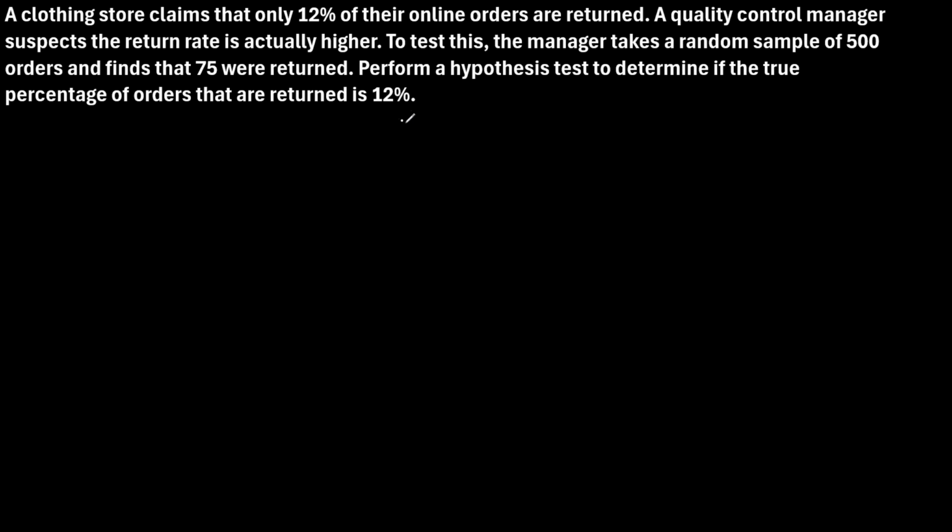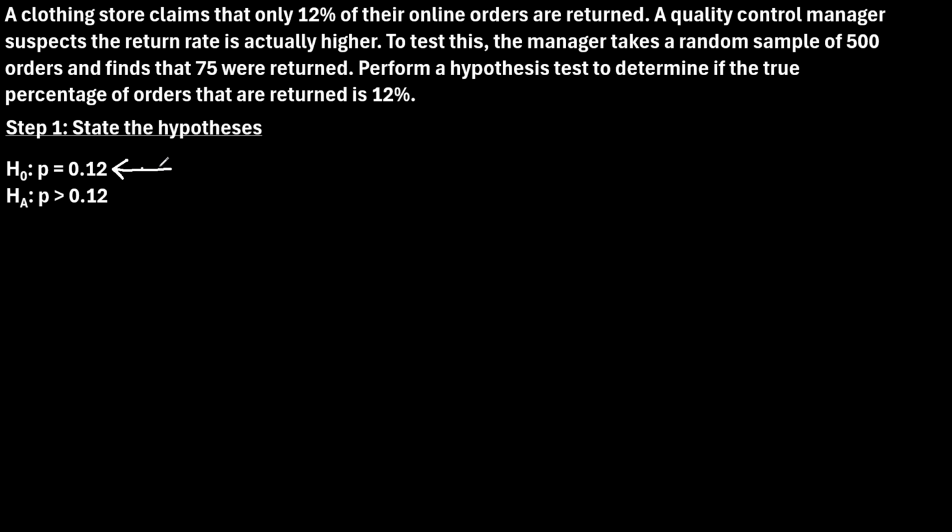So to perform this type of hypothesis test, the first step is we're going to state our null and alternative hypotheses. So the null hypothesis is that the true population proportion, denoted as P, is equal to 12%, or as a decimal that's 0.12. So you can think of this as the default belief, or the current widely accepted belief. So the store claims that 12% of their online orders are returned. But this manager comes along and they think the true population proportion or percentage is greater than 12%. So the alternative hypothesis is that P is greater than 0.12.